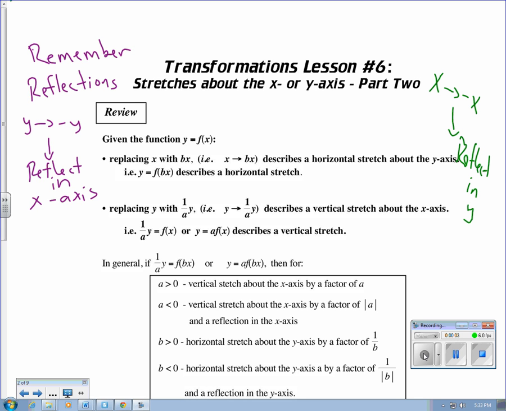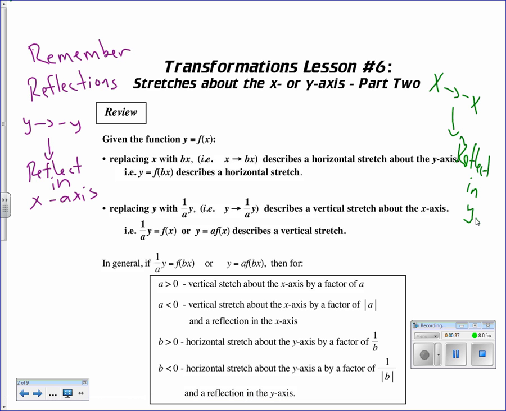All right, so we're looking at lesson 6, which is a continuation from lesson 5, essentially looking at stretches about the x and y axis. I want you to remember the idea of reflections. Reflections are the lesson we completed already. It's when y was replaced with minus y, and that was actually a reflection in the x-axis. And if the x gets replaced with a minus x, it's actually a reflection in the y-axis. So we want to remember those ideas as we go through today.